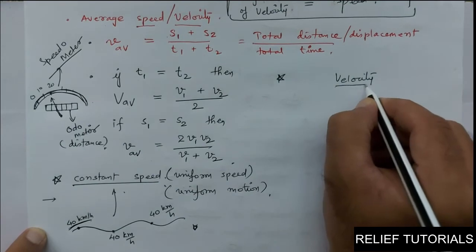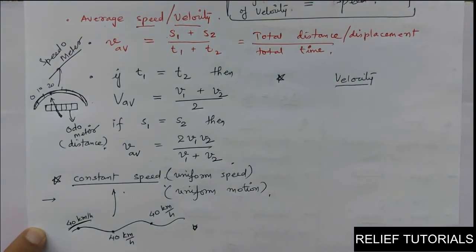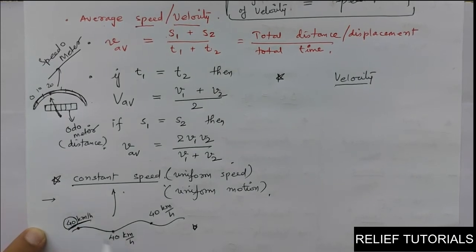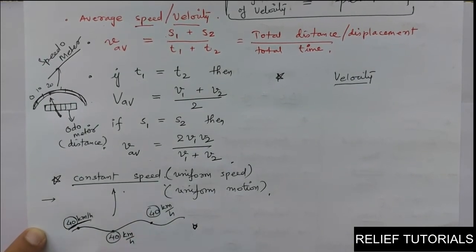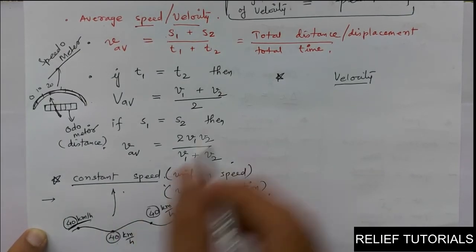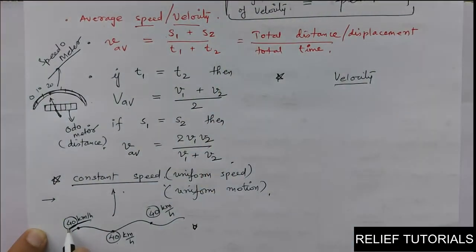Velocity is a vector quantity. So vector quantity has two characteristics, magnitude as well as direction. Speed is a scalar quantity. So scalar quantity has only one characteristic, and that is the magnitude. And here the magnitude of speed is same or not? Yes. Here the magnitude of speed is same. But what about magnitude of velocity? So magnitude of velocity is same, but what about the direction?